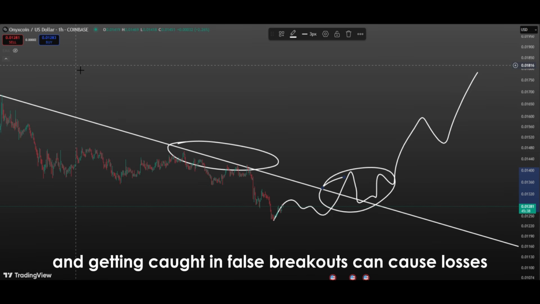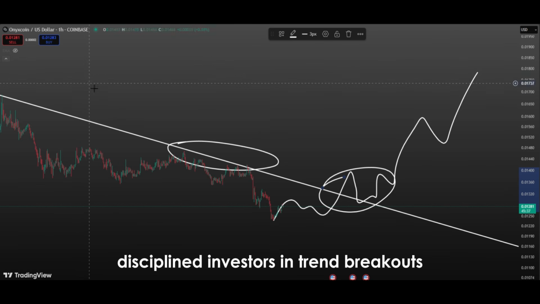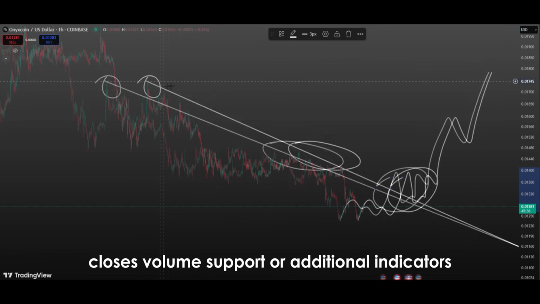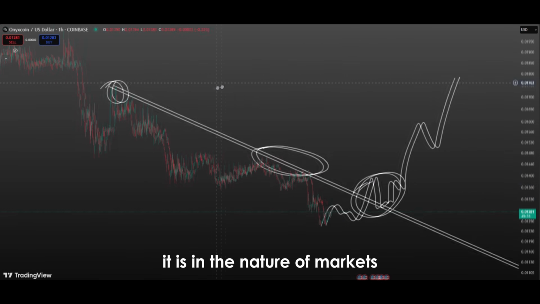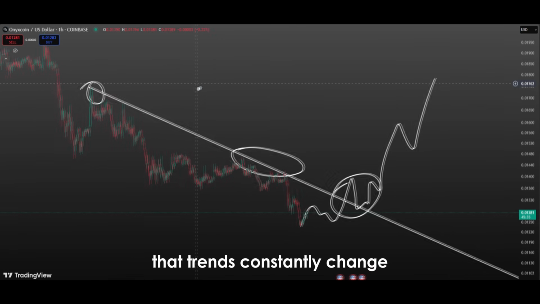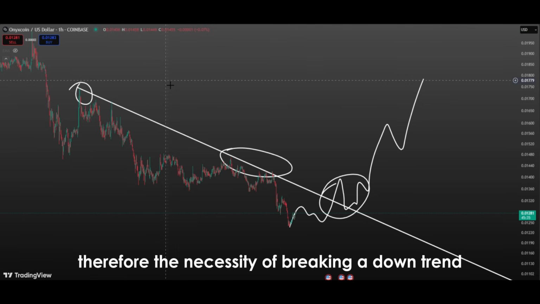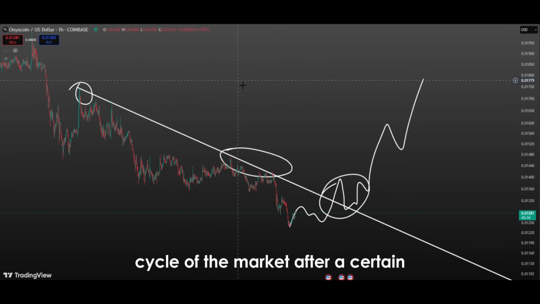Acting too early and getting caught in false breakouts can cause losses. This is why confirmation is a critical concept for disciplined investors in trend breakouts. Confirmation is usually obtained through several candle closes, volume support, or additional indicators. It is in the nature of markets that trends constantly change. No decline lasts forever and no rise is eternal. Therefore, the necessity of breaking a downtrend is actually a reflection of the natural cycle of the market.